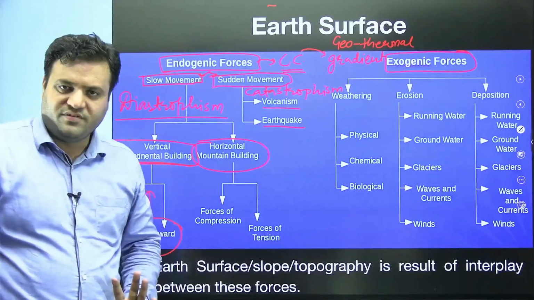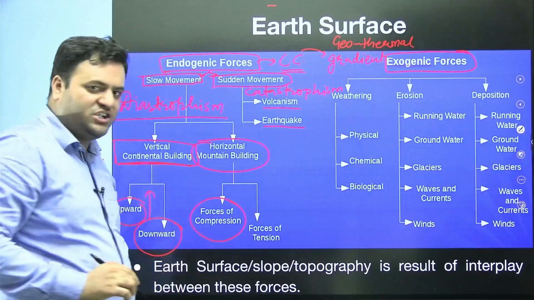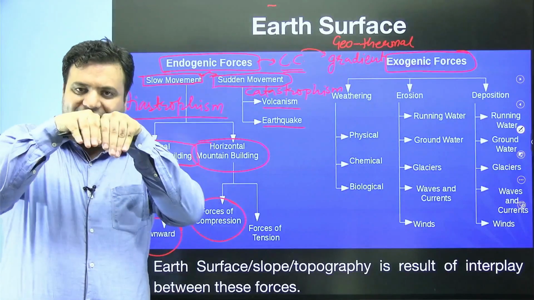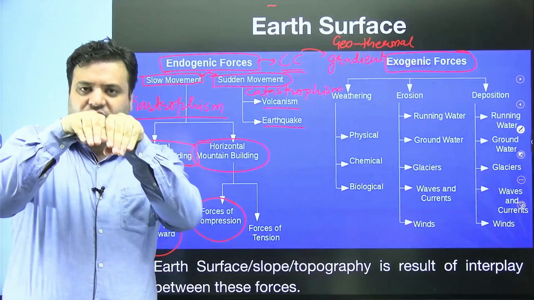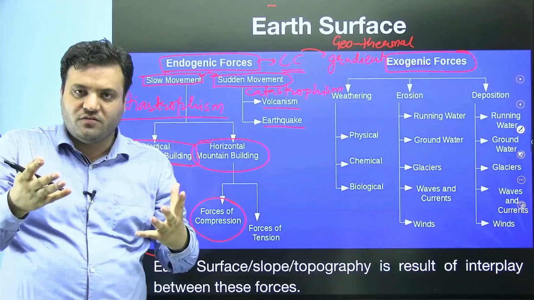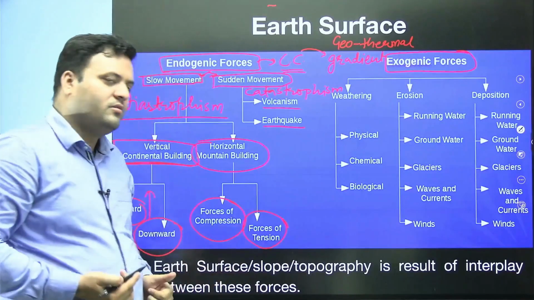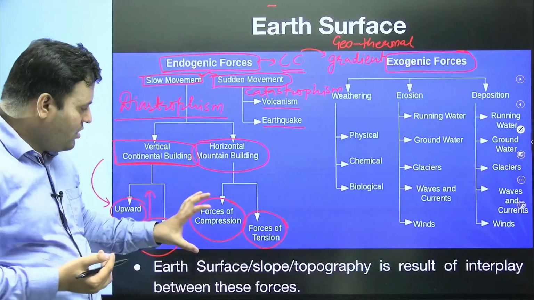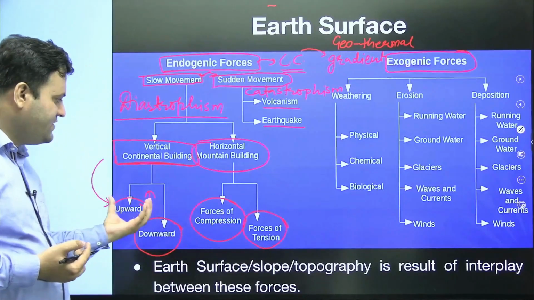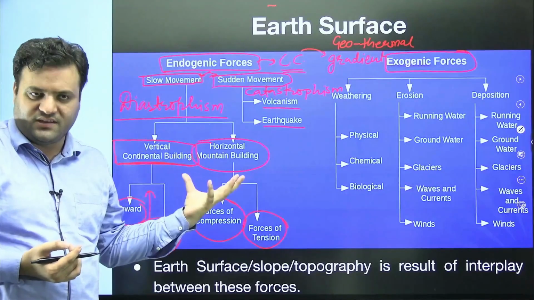With respect to the horizontal, we could have forces of compression, meaning when two landmasses or rock parts or rock slabs are interacting with each other, as a result of that, compression forces will be developed, or tensional forces could be developed. So all of these are responsible for development of crust, adding the unevenness.